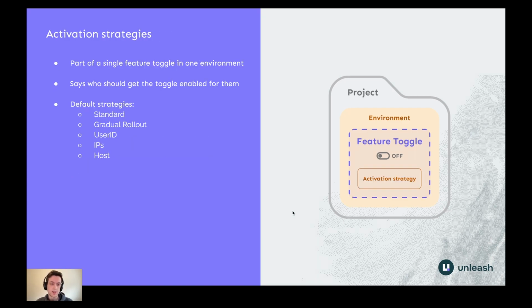Within a feature toggle, you can add activation strategies. There are some default activation strategies, and you're able to create your own custom strategies as well, if that's something that you need. The default ones are listed here. This basically says what or how it should be turned on. So the standard one will be it's on for everyone. Gradual rollout, you can do a percentage-based rollout, user IDs, you can give it certain IDs, and so on.